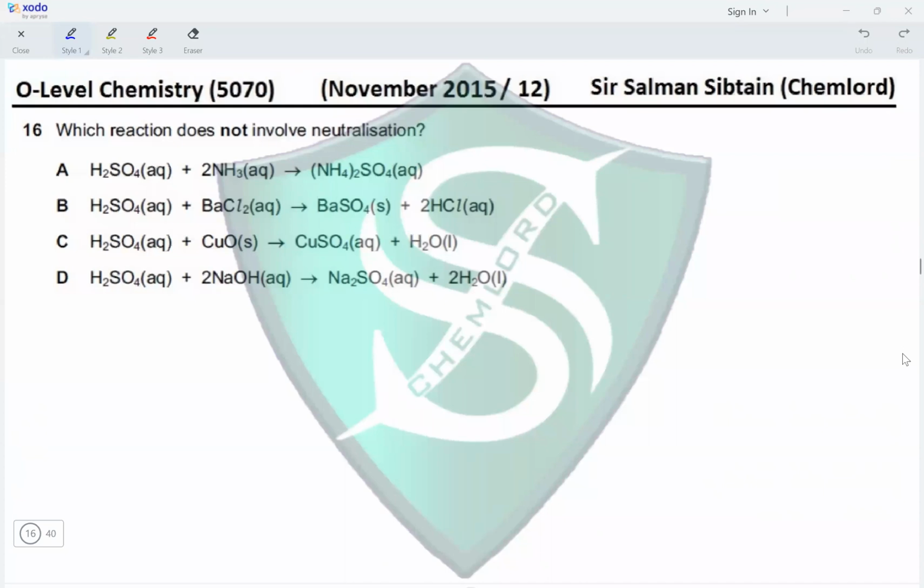Question 16. Which reaction does not involve neutralization? So the first one has sulfuric acid and ammonia. So this is an acid-base reaction, which is neutralization. The next one has sulfuric acid, which is an acid, and we've got BaCl2, which is a salt, and this results in the formation of an insoluble salt, which is barium sulfate. Therefore, this is a precipitation reaction.